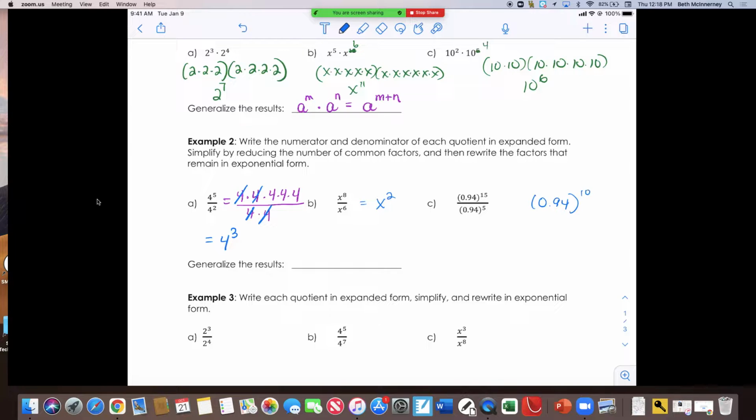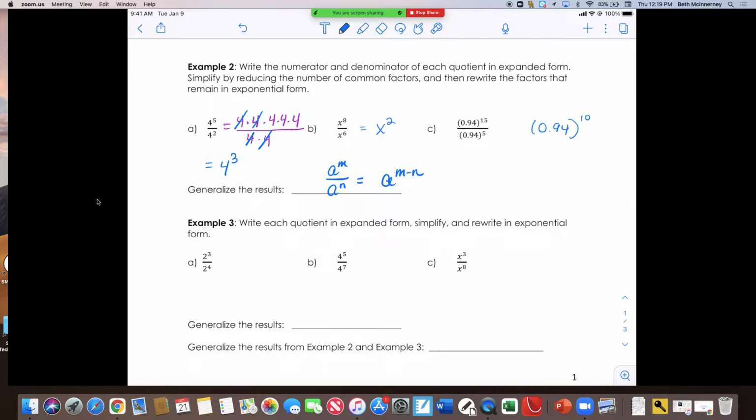All right, in letter B, did you get x squared? And in C, did you get 0.94 to the 10th? So what's the generalization? What can we say is happening, Lilia? You subtract the exponents. You do need to make sure that the bases are the same. So we would say a to the m over a to the n equals a to the m minus n.